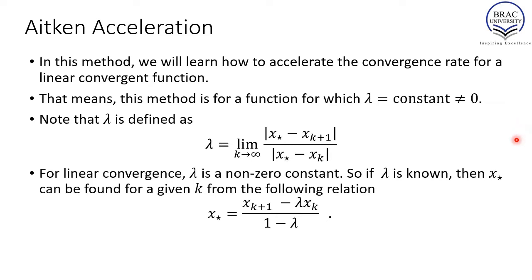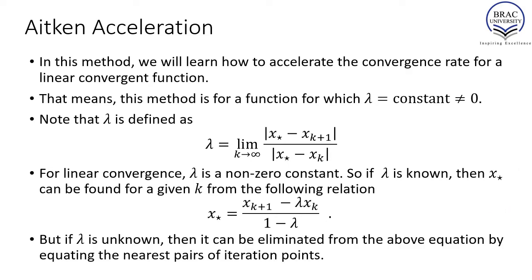But if lambda is unknown, then it can be eliminated from the above equation by equating nearest pairs of iteration points. What I mean here is the following. In this equation here, there are pairs of points. If we take two pairs, then we can put them equal because lambda is constant. So then we can eliminate lambda and solve for our equation. Okay, so that is the idea.